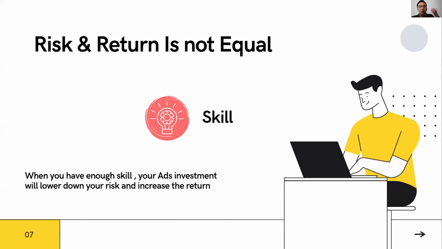It's not like just throwing money and hoping for the result. You actually need to have a lot of skill. This is one of the mindsets you have to know: every aspect is an investment. So how? Let me show you some examples.